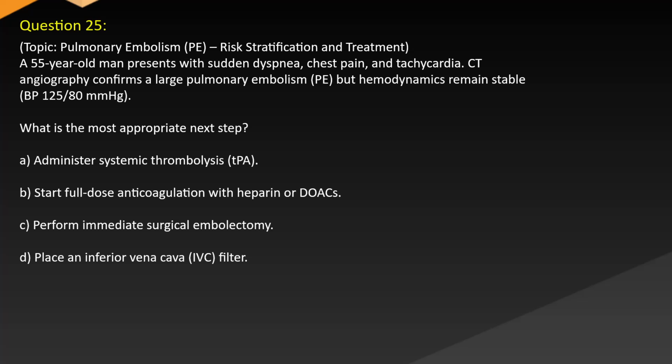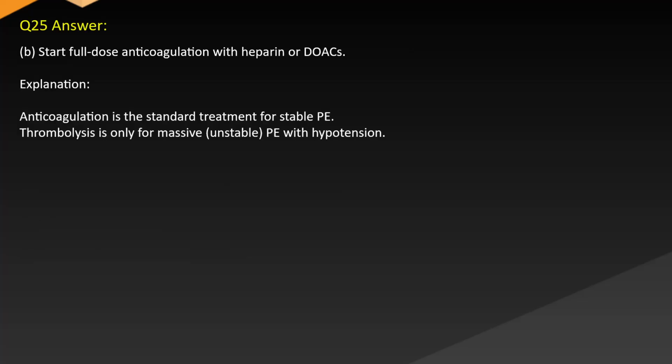A. Administer systemic thrombolysis (tPA). B. Start full-dose anticoagulation with heparin or DOACs. C. Perform immediate surgical embolectomy. D. Place an inferior vena cava IVC filter. Answer: B. Start full-dose anticoagulation with heparin or DOACs. Explanation: anticoagulation is the standard treatment for stable PE. Thrombolysis is only for massive, unstable PE with hypotension.